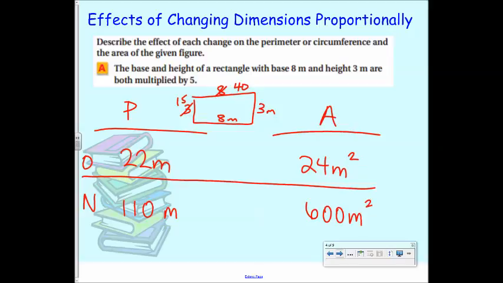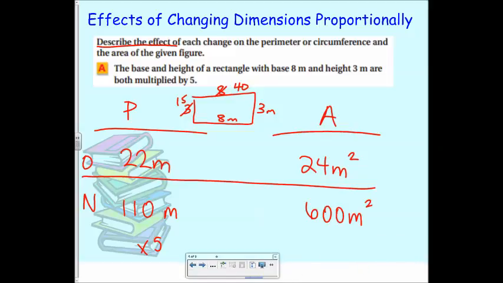So now what's the answer to this question, really? The area and perimeter are multiplied by 5. Is 22 times 5 110? Yes. What about 24 times 5? No. So that one's not multiplied by 5. What's that one multiplied by? We'll talk about why in just a second. It's multiplied by 25.